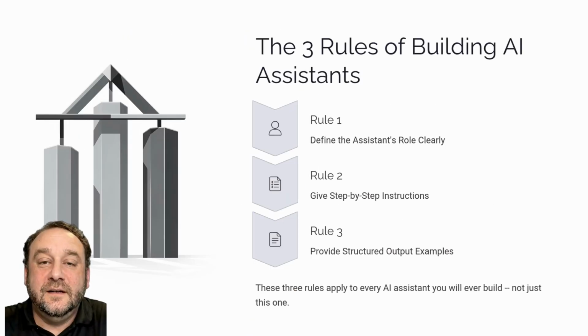Successful assistants usually follow three simple design principles. First, define the assistant's role clearly. The AI needs to understand what job it is performing and what outcome it should produce.